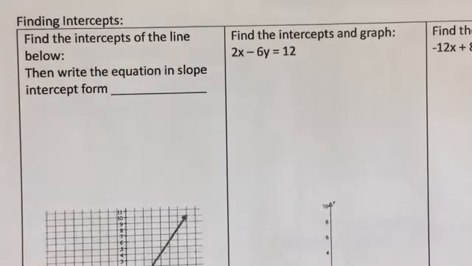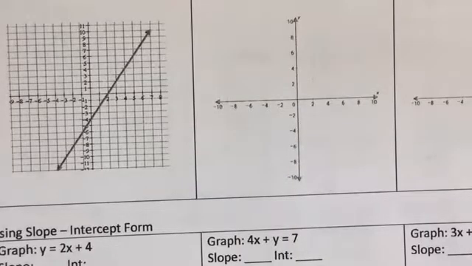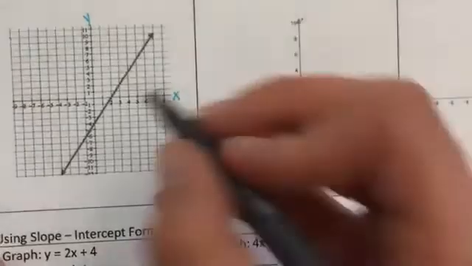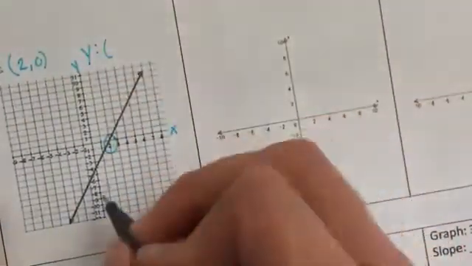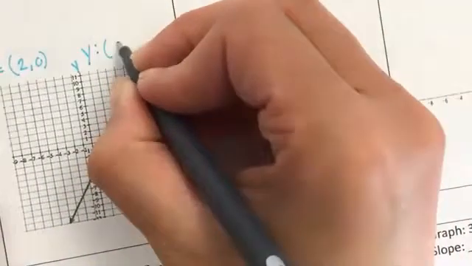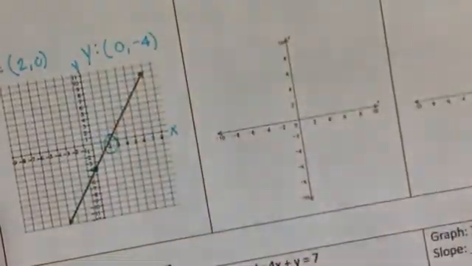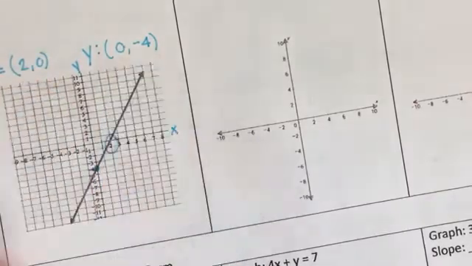Okay. So the next section is finding the intercepts. The intercept is where it crosses the x and y axis. So if I were looking at the graph here, this is your x-axis, this is your y-axis, remember? So my x-intercept is 2. So it's 2, 0. And your y-intercept crosses right here. So it's 0, -4. Whatever you do, don't put them together. Okay, that's a whole different point.